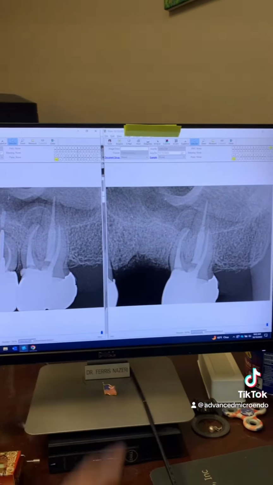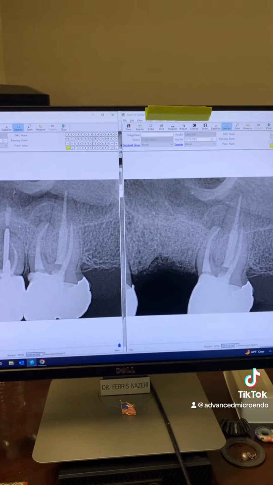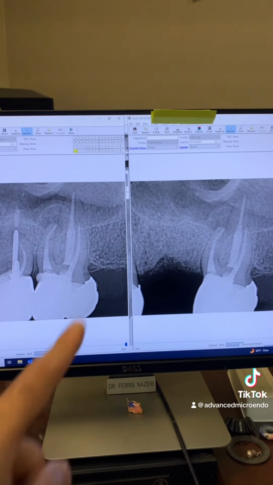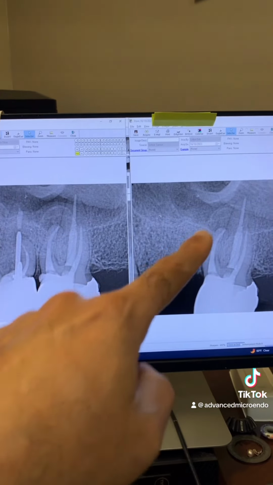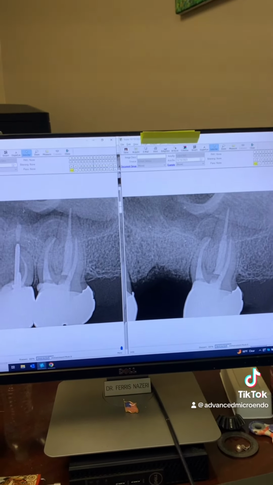Maybe there's something, I don't know. But right now, why rush it? You can always come back and see me and I can redo the root canal on tooth number 15. And if there is an infection, let's say there is an infection here, it will not affect the dental implant.